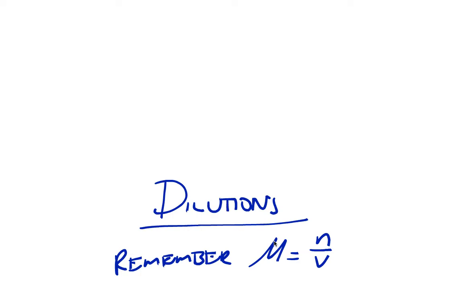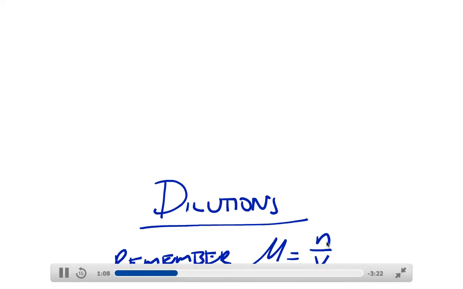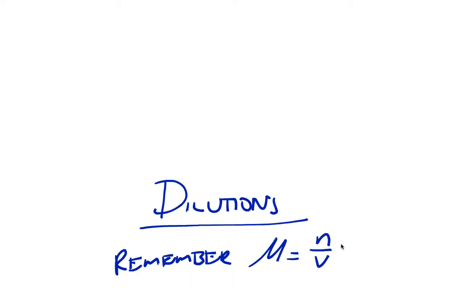Dilutions, remember that molarity equals moles divided by volume. So here's our equation: molarity 1 times volume 1 equals molarity 2 times volume 2. Dilutions means you are watering that substance down. But in actuality, what's happening is the number of moles stays constant. So as the volume increases, the molarity decreases. So we can say that there's an inverse relationship between molarity and volume.